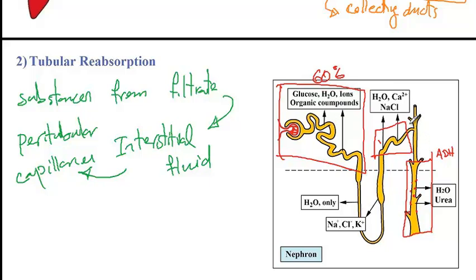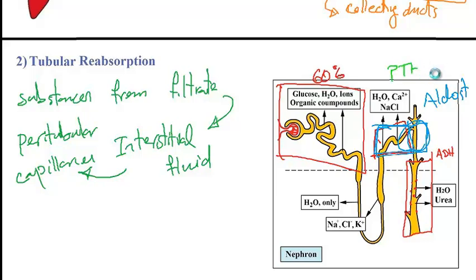And the answer is the distal convoluted tubule and part of the collecting duct. So here is where aldosterone will work. Now the next question is, we mentioned that there is calcium reabsorption here. Can you tell me what hormone is acting on this region of the distal convoluted tubule to reabsorb calcium? And the answer is the parathyroid hormone.